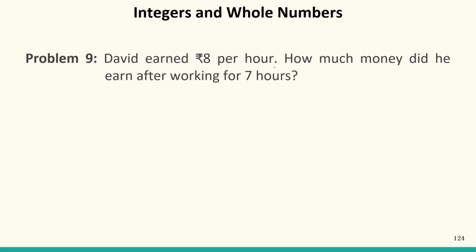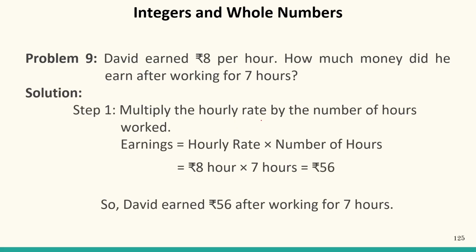8 rupees per hour. So how much money did he earn after 7 hours? 7 into 8 will be the answer. So 8 into 7 is equal to what? 56. Okay, so this will be 56. So multiply the hourly rate by the number of hours. So 8 rupees into 7 hours is equal to 56 rupees. So Dravid earned 56 rupees after working for 7 hours.